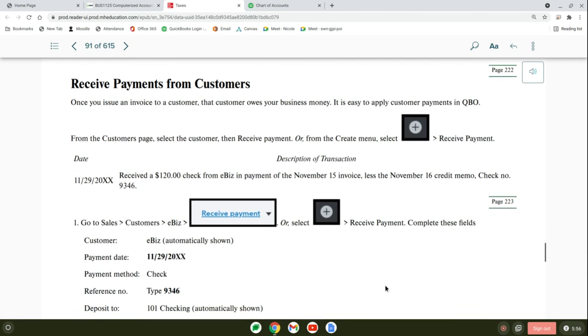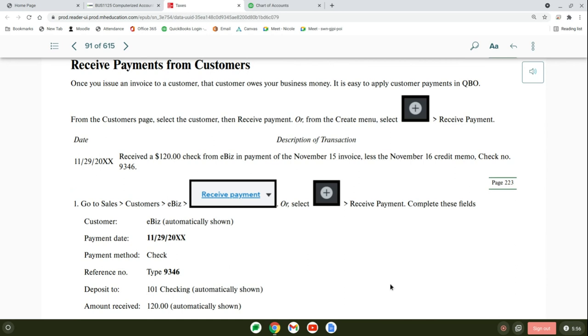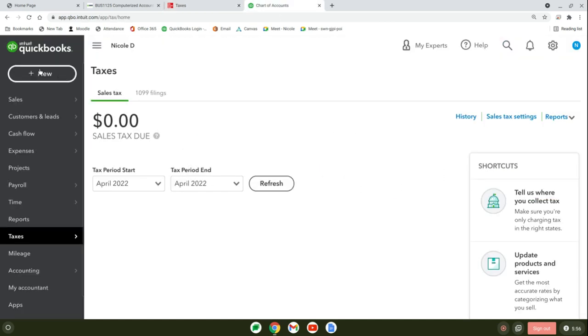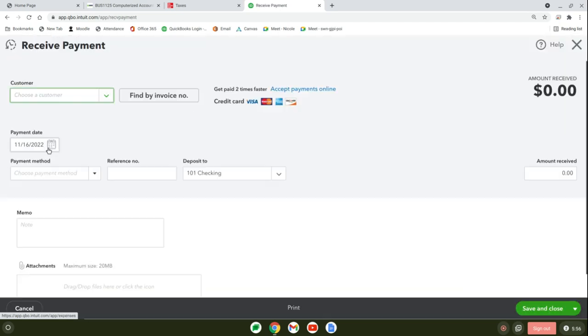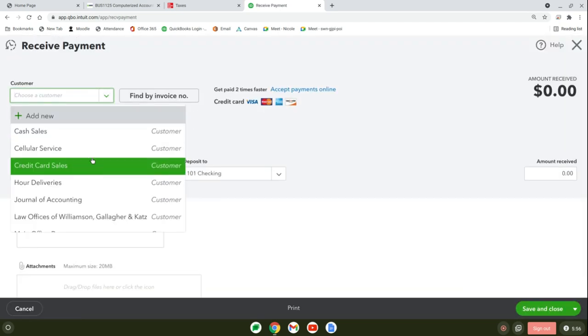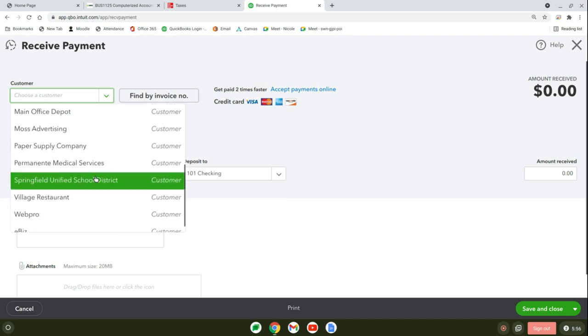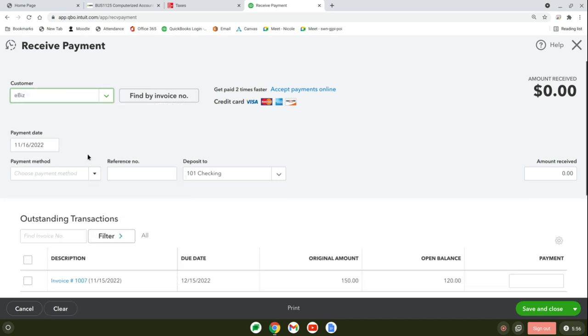So we now are going to receive payment. The first payment we received was from eBiz for their remaining balance of $120. So you're going to go to plus sign new and under customer, you're going to see receive payment. It's the second one down, right under invoice. So we're going to select eBiz. And the good thing about this is they automatically will have the invoice there for us once we select the customer.